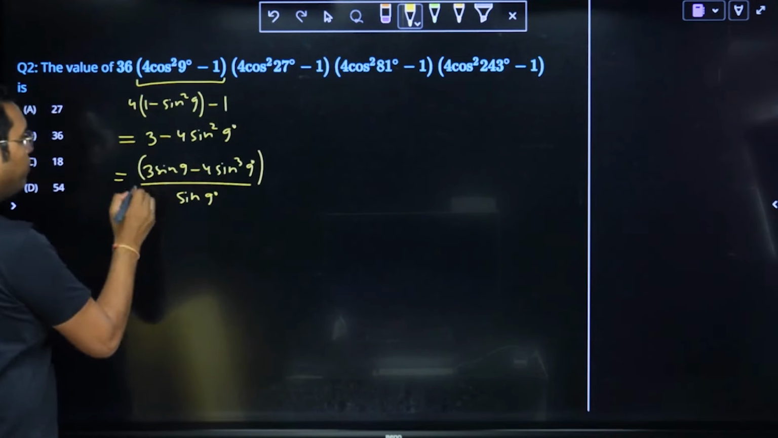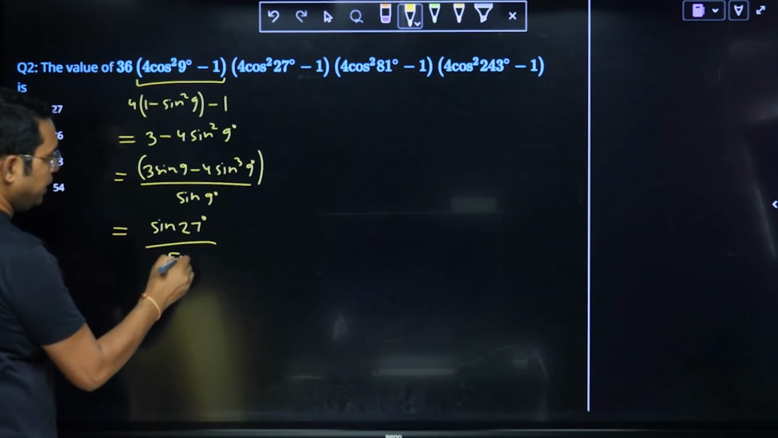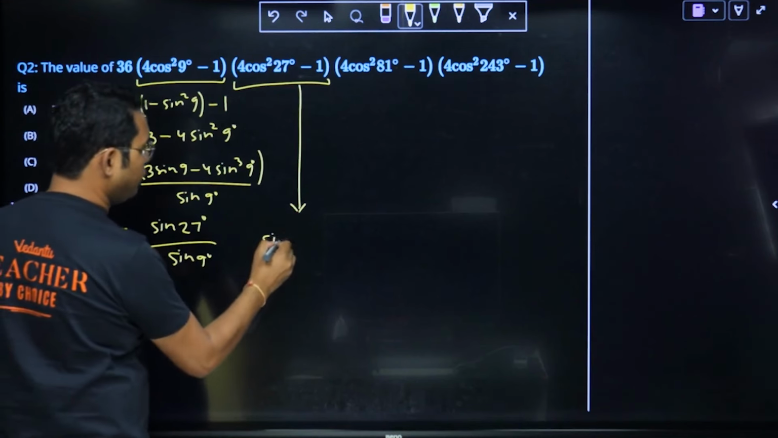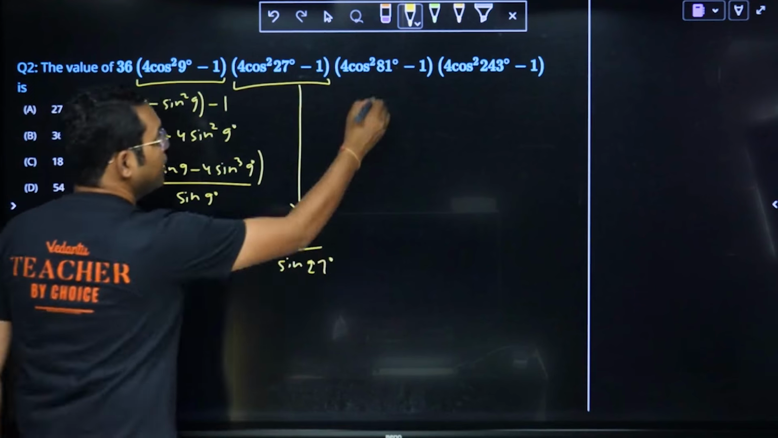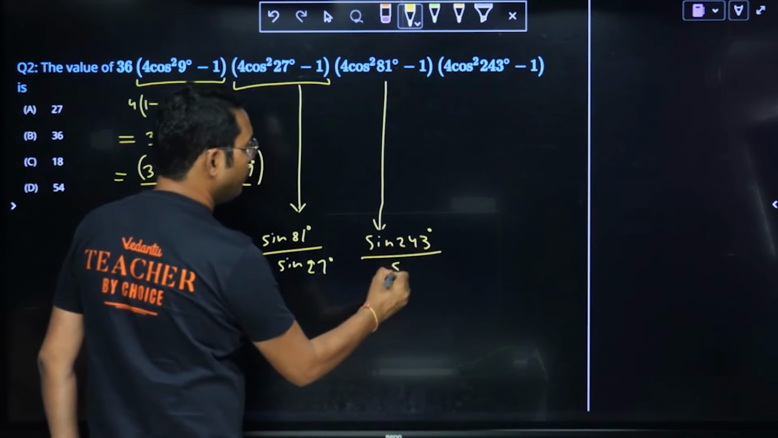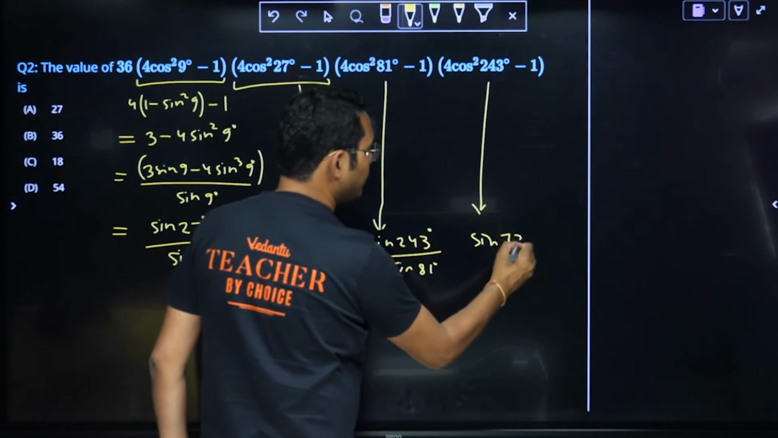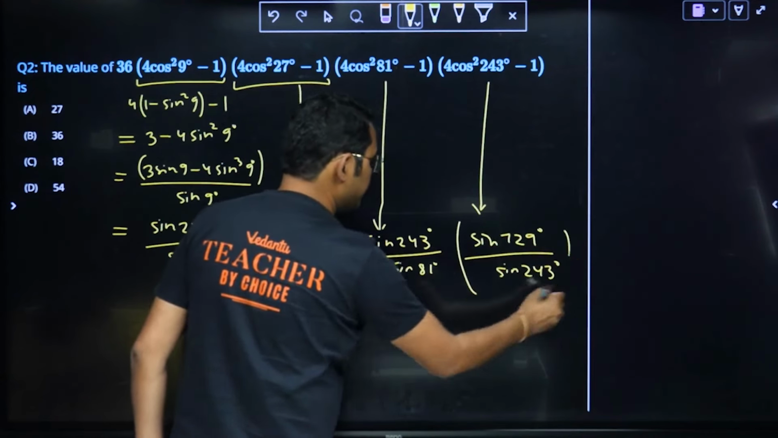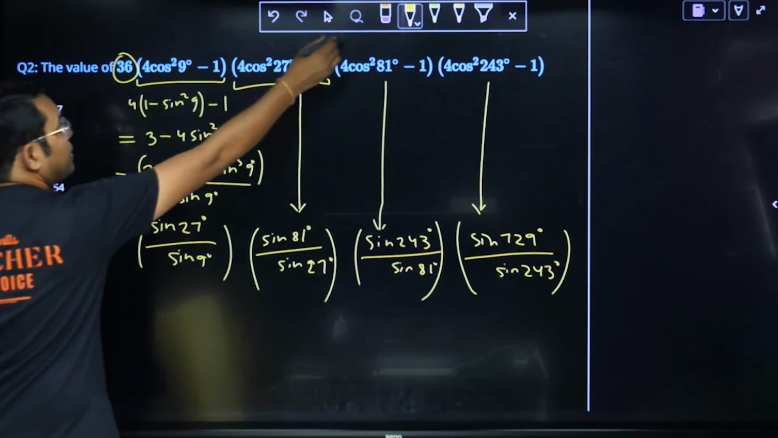This is actually the formula of sine 3 theta. So we can write it as sine 27 degree upon sine 9 degree. Likewise, we can write this bracket as sine 81 degree upon sine 27 degree. This bracket we can write as sine 243 degree upon sine 81 degree. Similarly, this we can write as sine 729 degree upon sine 243 degree. Now these things are multiplied, and also this 36 is there, so we can write 36 also here.